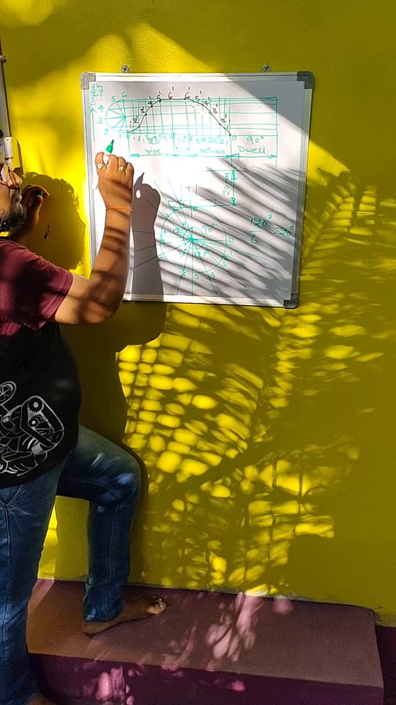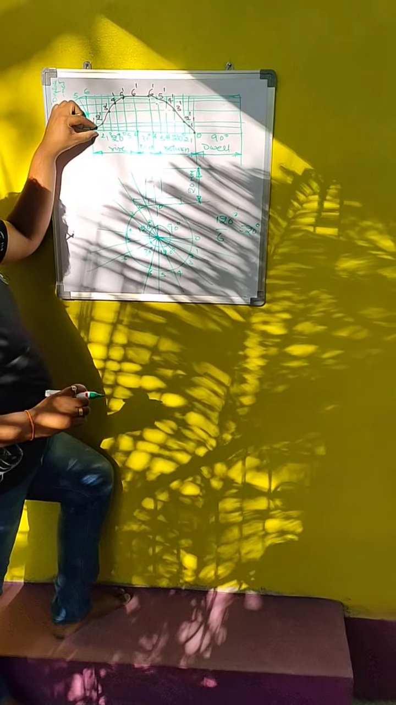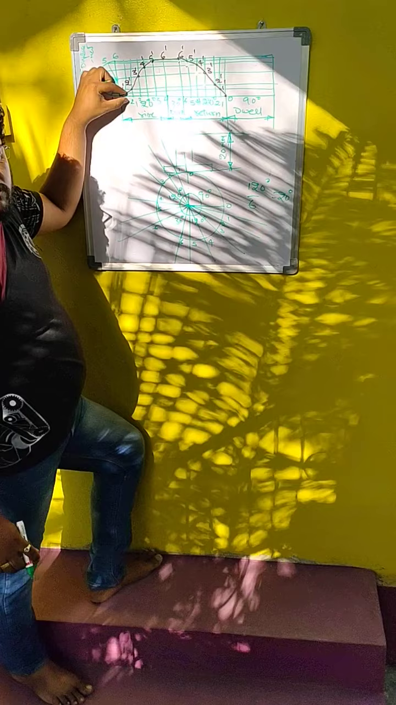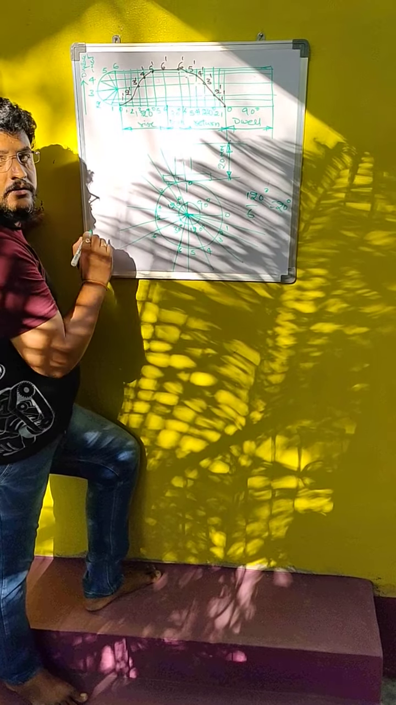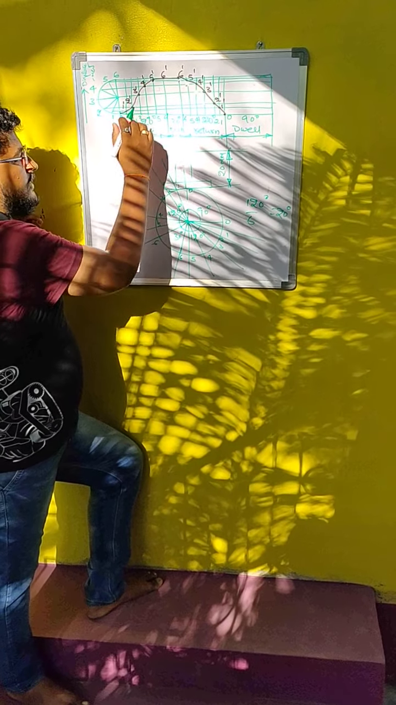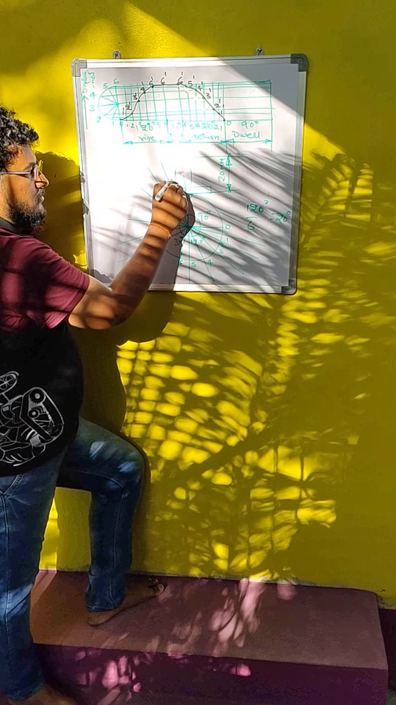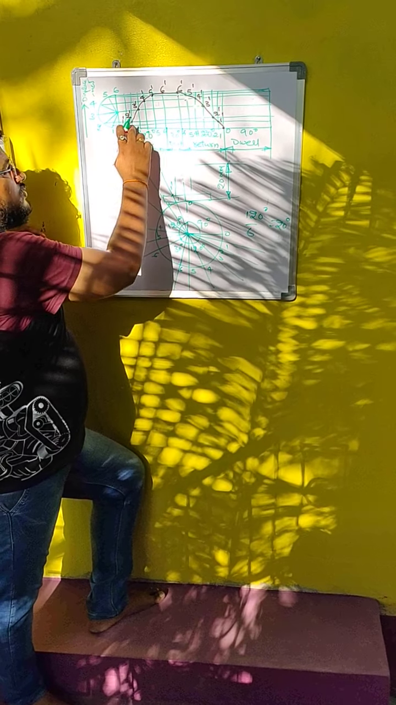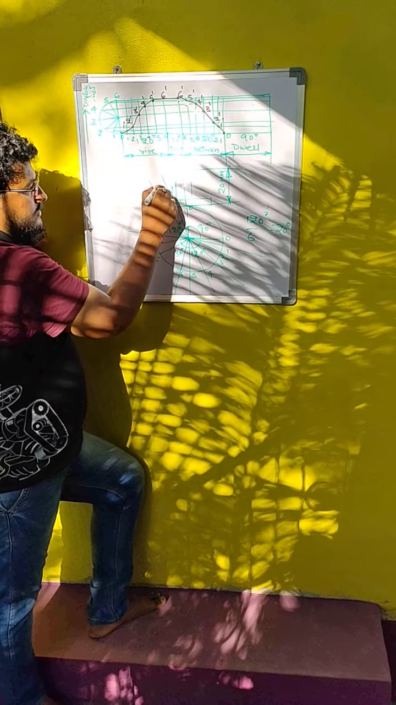With radius 1, 1 dash. From the displacement diagram, measure the radius. With radius 1, 1 dash, here 1 as center, and with radius 1, 1 dash, mark the points. Once again, with radius 2, 2 dash, 2 as center, second point.